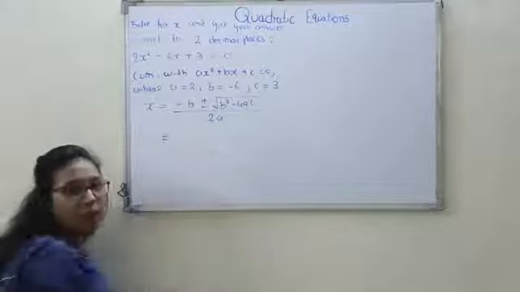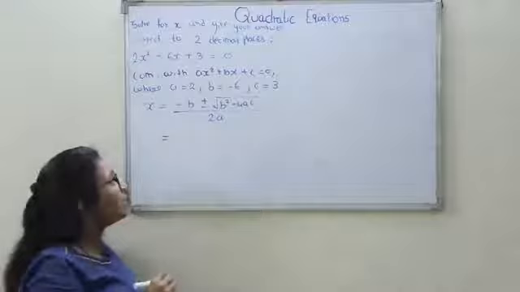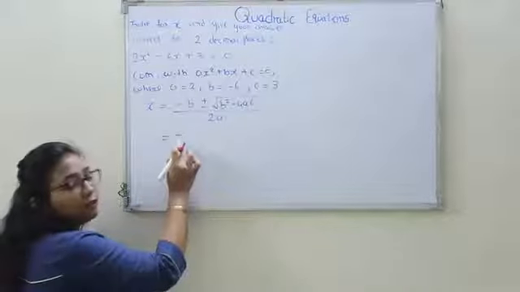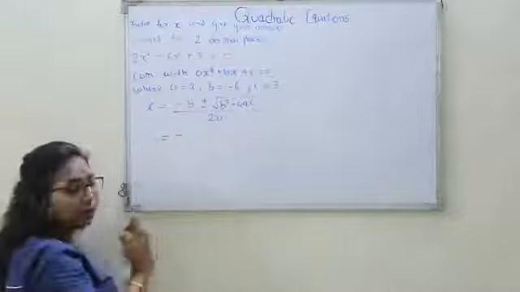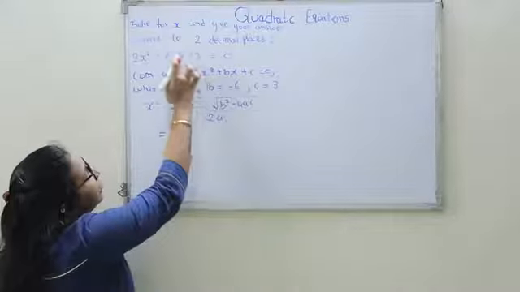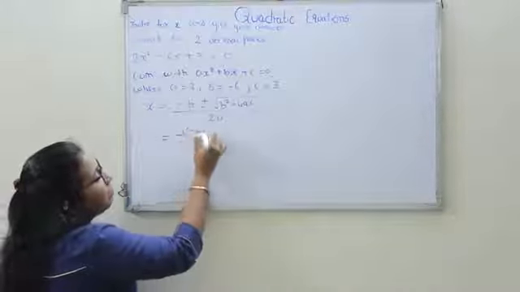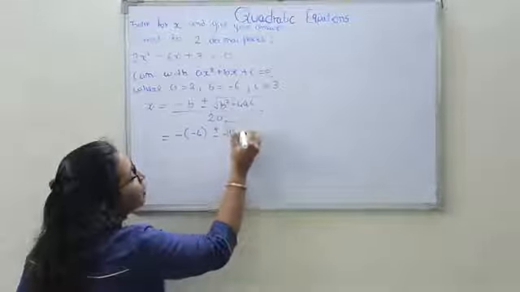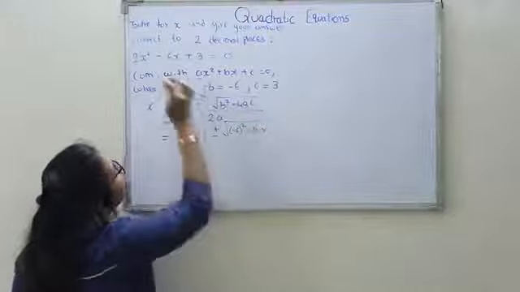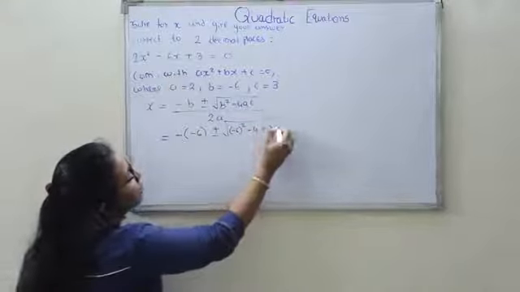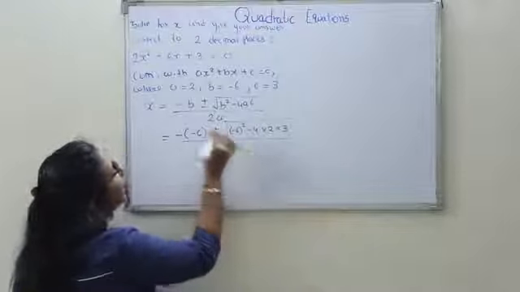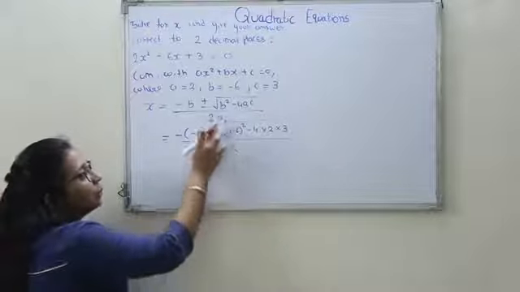So let's substitute all the values. As I told you in the previous sum, you have to always write the value of b in brackets. So the minus of the formula will be as it is, and the value of b, which is -6, plus minus, again you have to be careful, -6 the whole square minus 4 into a, that is 2, into c, which is 3, the whole upon 2 into 2, as the value of a is 2.